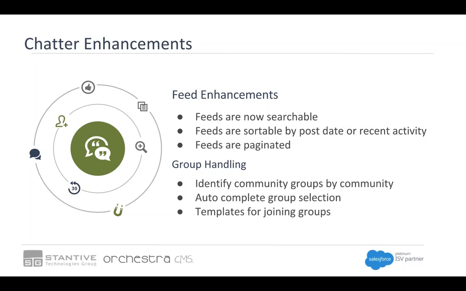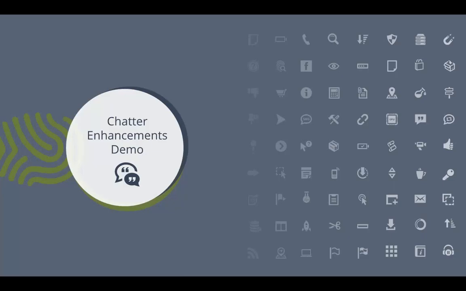On the back end, we focused on groups by making it easier to configure group feeds with autocomplete for simplified handling of large group lists, and by adding community names beside the group names so that you can easily identify which groups belong to which community. We've also added group details templates that list and let you join groups in Salesforce. So let's take a look at this now.